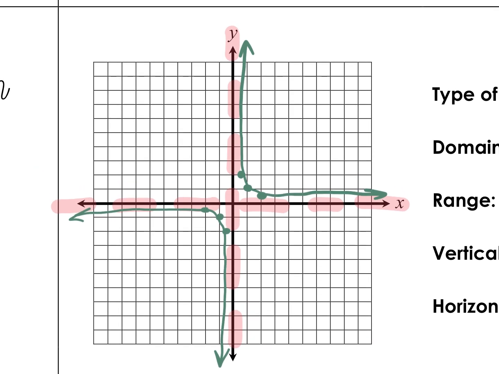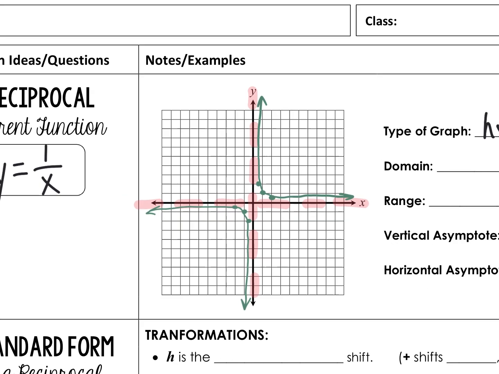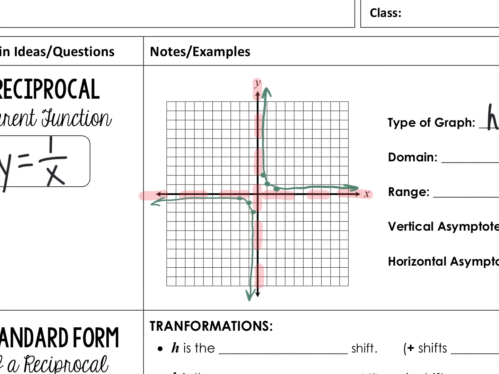Are we cool with that? You don't have to be a perfect artist. These don't have to look just like Desmos does, but they do need to be accurate points and a good sketch in the right place. Are we good with that? So that should be pretty easy because Desmos gives that to you. The next part I want to talk about is domain and range.